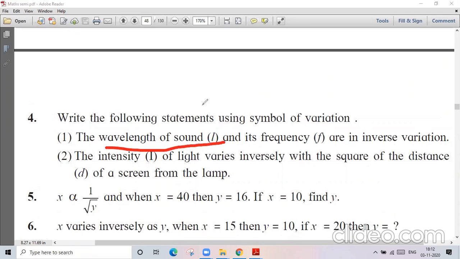Wavelength of sound, L, and its frequency F are in inverse variation. So what do you have to write? L is inversely proportional to F.